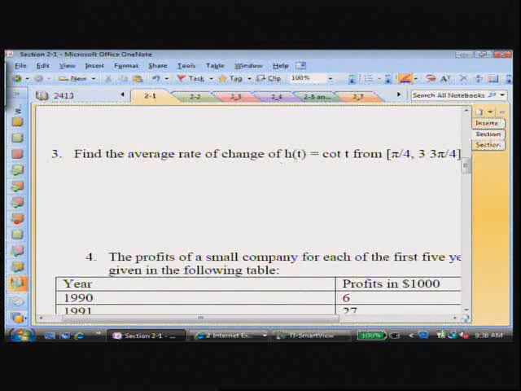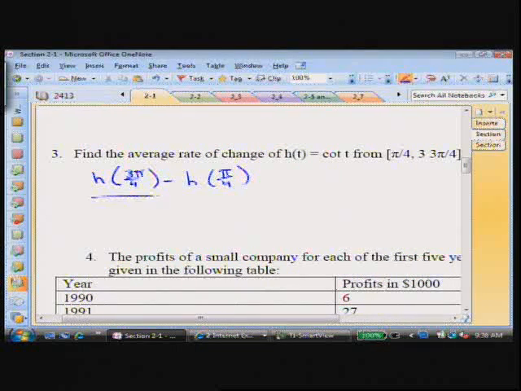Okay, so now we have an H instead of an F, but we're not going to worry about that. And we have T's instead of X's, but we're not going to worry about that either, because this is math, and we don't care about letters in math. Okay, so your average rate of change, which is really just your slope, is going to be H of the second coordinate, which is 3 pi over 4, minus H of the first coordinate, which is pi over 4, divided by the length of the interval, and this is a typo, 3 pi over 4 minus pi over 4.